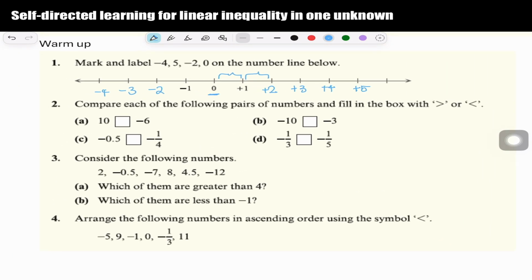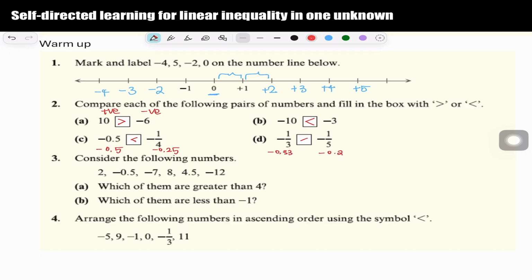Now, we can just compare them. We know 10 is positive, and positive is always greater than negative. And this is the reverse: -10 is less than -3. And for these two, we can compare them when we change them back into decimals. That will be easier for you to see.